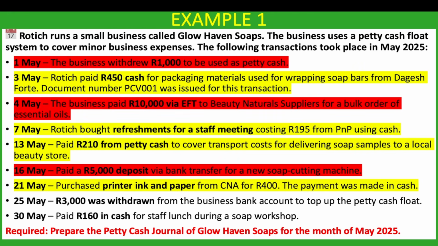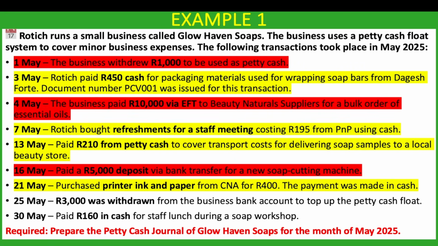On the 25th of May, 3,000 Rand was withdrawn from the business bank account to top up the petty cash float. Now, I hope you already know this. We've mentioned it a few times. If we are withdrawing money from the business account to replenish or to top up the petty cash float, you don't put it in the petty cash journal. I can tell you this is one of the biggest mistakes that is made in the petty cash journal, okay?